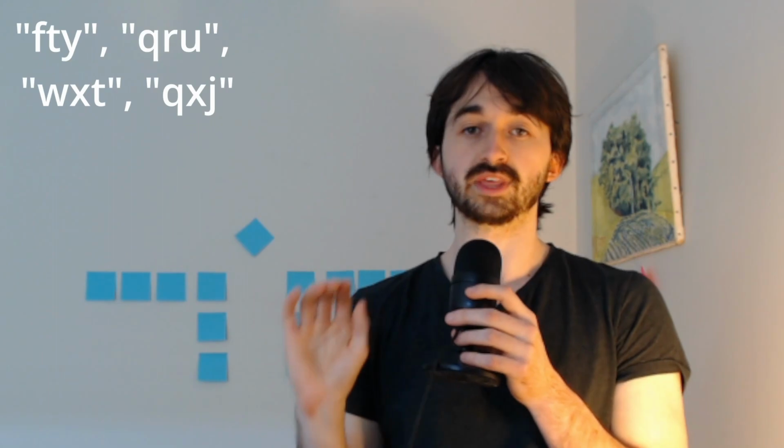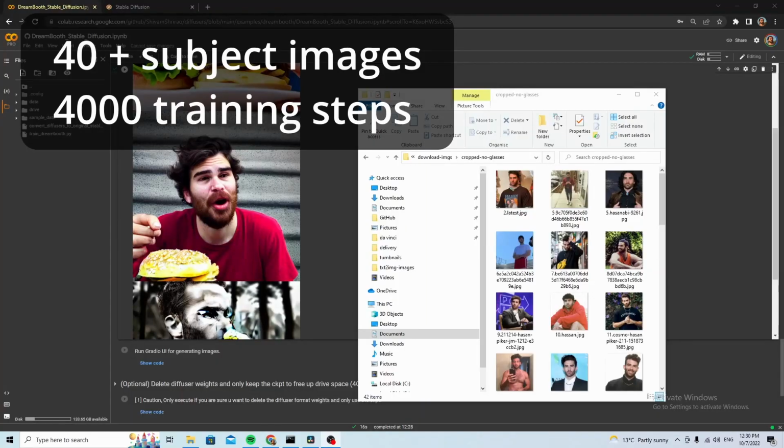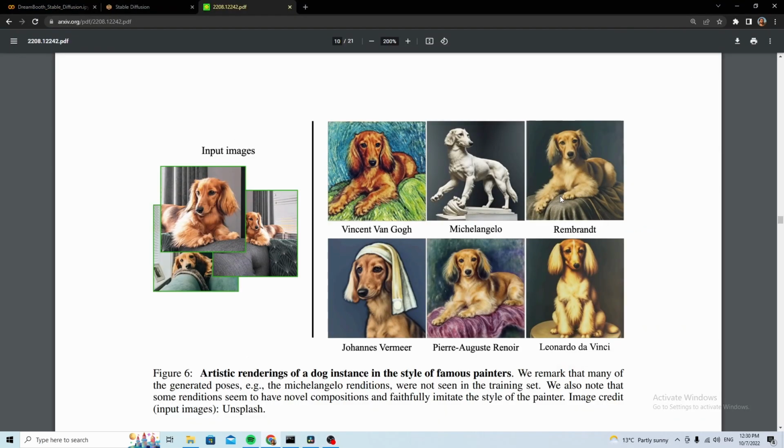And apparently that's what they got the best results with. Subject images. My recommendation is to use at least 40. In the paper, they show these really, really nice results they got from just 3 images, where all 3 images are even pretty similar, with the subject in more or less the same setting and more or less the same pose. And they have these really nice results that come from that.